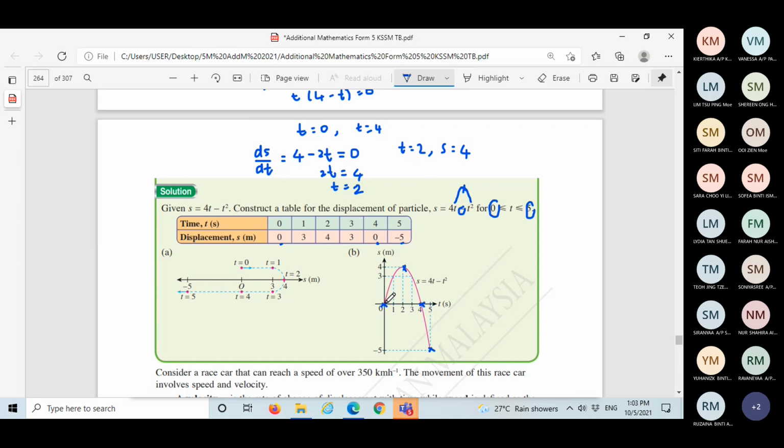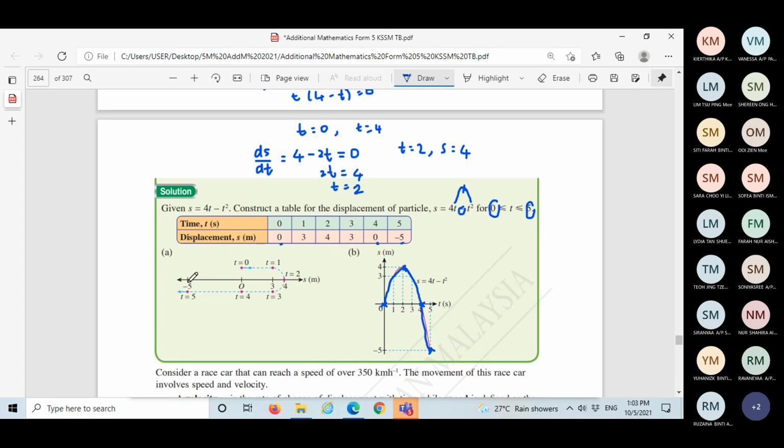Then you just join. Remember, cannot join with a ruler. This is quadratic, so you try to draw out the shape of a quadratic. All the important points I have plotted, so follow the important points and then sketch it. Okay, so this is the graph. Remember to mark all the important points on the axis.